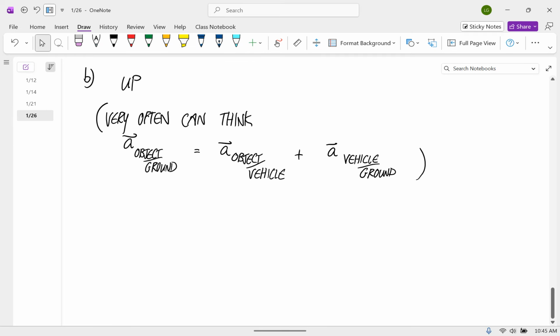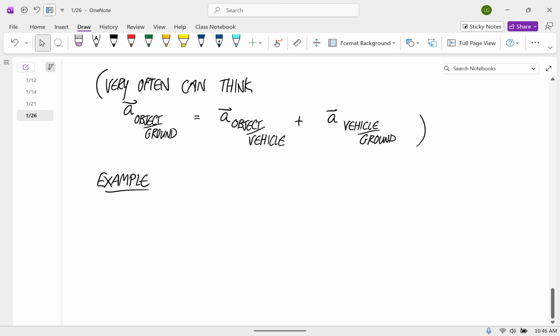Okay, let's do one with velocity. Yeah, let's do one with velocity first. Okay, so let's say you have a big train car.